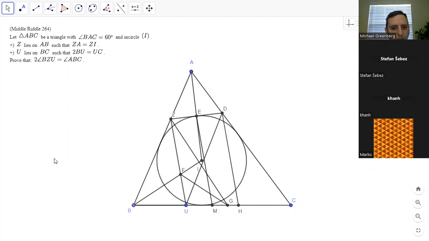And now how do you find ZU though? That's where I think it's a little tricky. If you're searching for ZU squared, you can find that just by the cosine theorem on BUZ, because you have BU and you have BZ. BZ is AB minus AZ. So you can kind of do it from there. It can be bashed. Let's think about it.